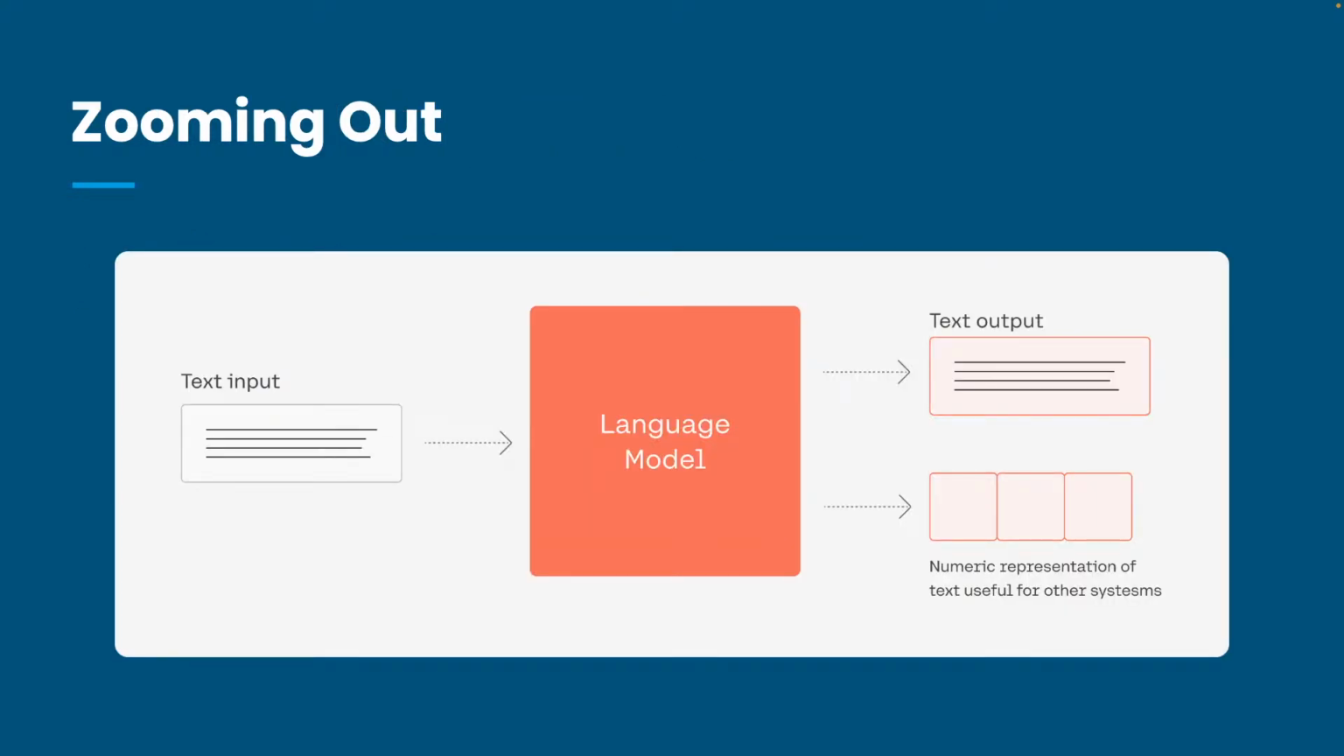So let's go back a bit and review our earlier diagram. I hope this makes a little bit more sense, especially the bottom right corner. We take in text input, generate text output using an LLM, and we also generate a numeric representation of the text useful for other systems. And these are the vectors, right? These context vectors are really, really useful, not only for the large language model internally, but also for things like search systems. For example, let's say I'm implementing a search engine, right?